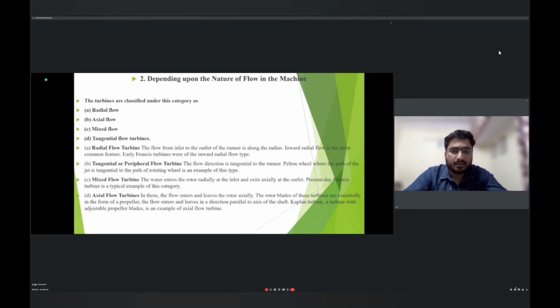Now the second is tangential or peripheral flow turbine. The flow direction is tangential to the runner.